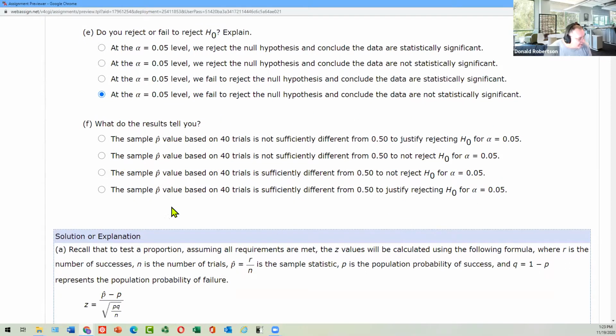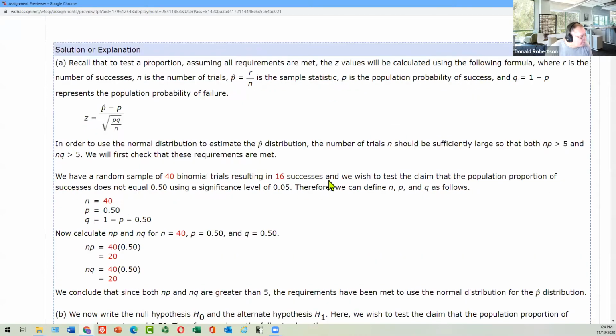How do you put that into English? Well, here's what it's not very good English, but it is better. The sample value is not sufficiently different from 0.5 to justify the claim. And we are done.